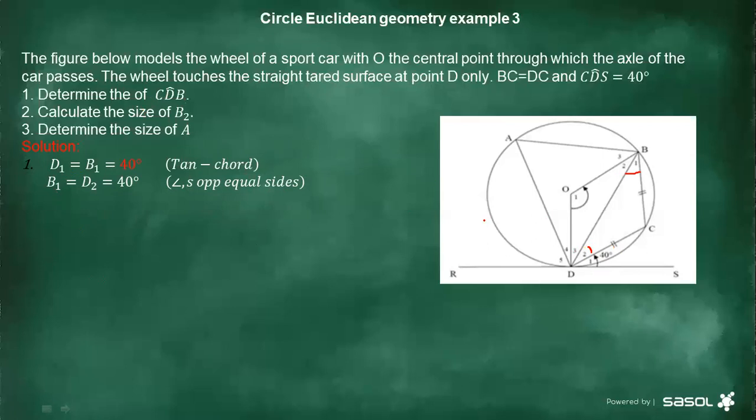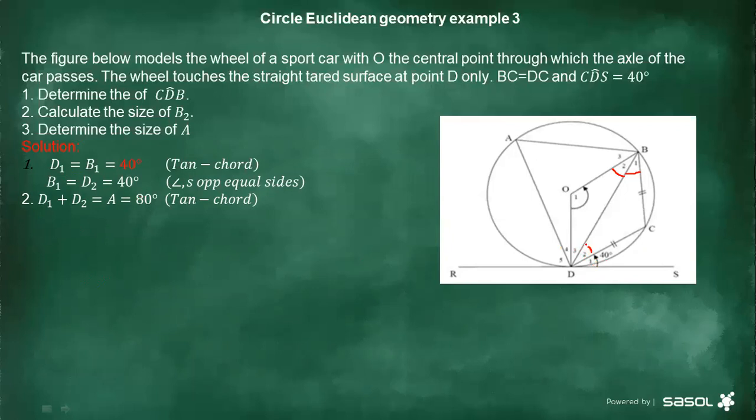Therefore, we have determined angle CDB. Number 2, calculate the size of angle B2. Where is angle B2? It is this one there. Now let's see how we determine that. First, we say angle D1, which is 40, angle D2, which is also 40. We have just determined that, meaning both of these angles are 40. And when we add them together, it gives us 80.